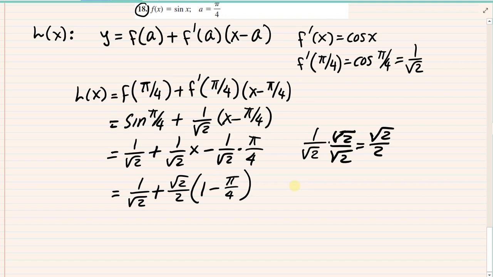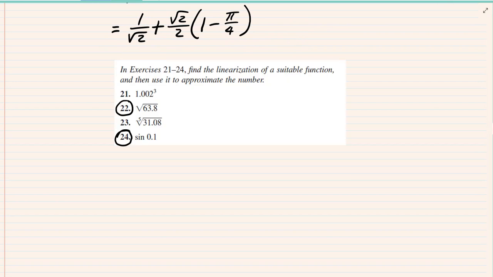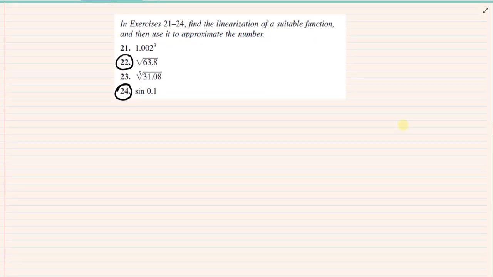Okay. Let me again get more of the exercises. Okay, now I have more of them. Let's take a look at exercise number 22. In this segment, we actually want to find the linearization of a suitable function. The suitable function depends on what the number looks like. Okay, and then use it to approximate the number. So we actually want to use the linearization to approximate the number. Okay, so let's take a look at number 22.